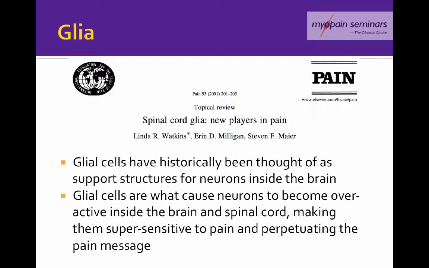But glia cells are what causes neurons to become overactive inside the brain and spinal cord. It's the glia cells that make neurons supersensitive to pain, and they perpetuate the pain message. So where glia cells traditionally were found to be nothing but supporting cells, glia cells actually drive the process of central sensitization. So we'll spend a few minutes on glia cells because many schools of physical therapy, and medical schools for that matter, do not really study glia cells and provide very outdated information.